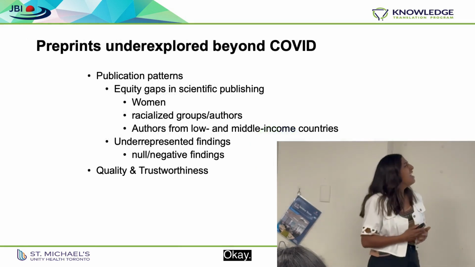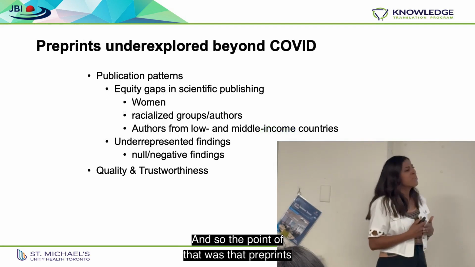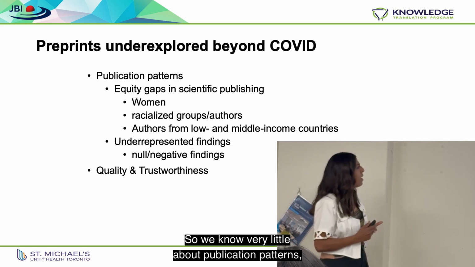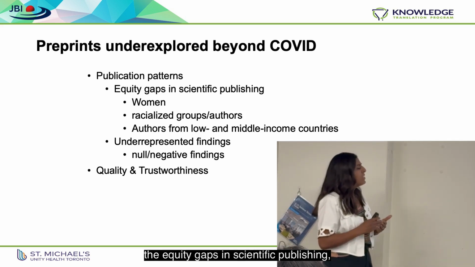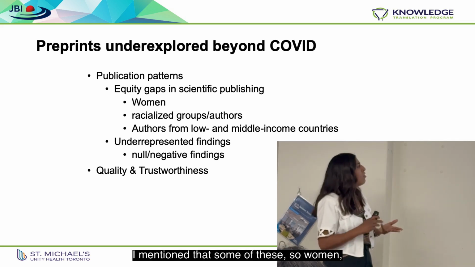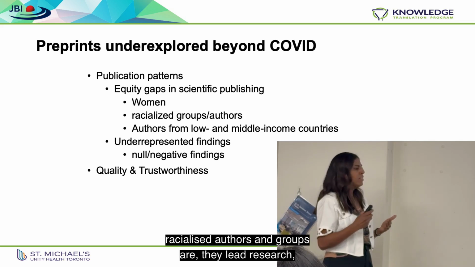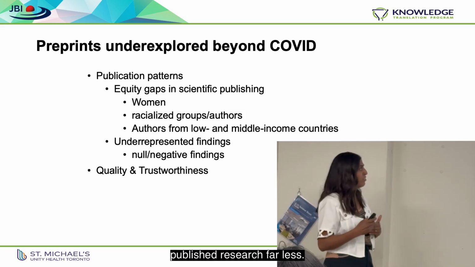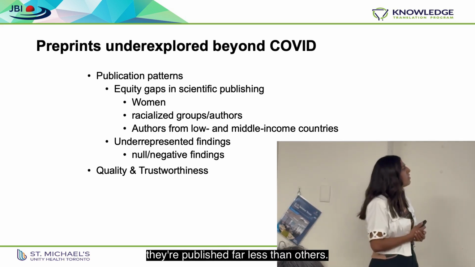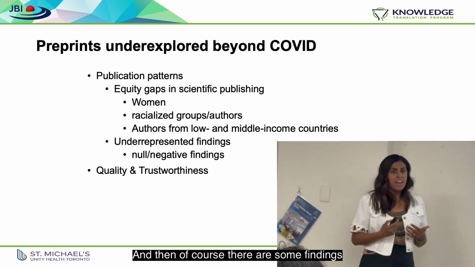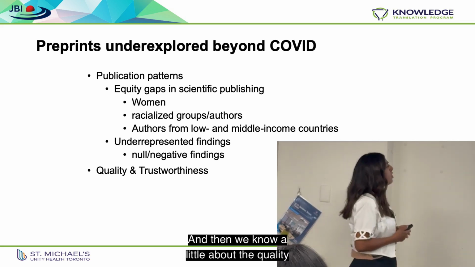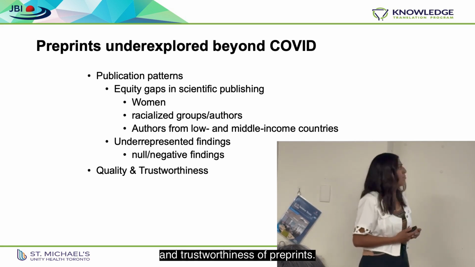Okay. And so the point of that was that preprints are underexplored beyond COVID. So we know very little about publication patterns, the equity gaps in scientific publishing. I mentioned that some of these, so women, racialized authors and groups they lead research, published research far less. Authors from low and middle income countries, they're published far less than others. And then of course there are some findings that are underrepresented as well, so null and negative findings. And then we know little about the quality and trustworthiness of preprints.